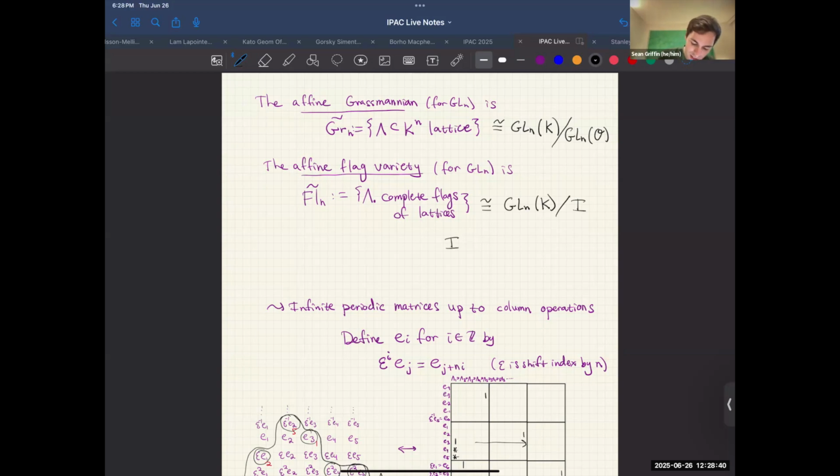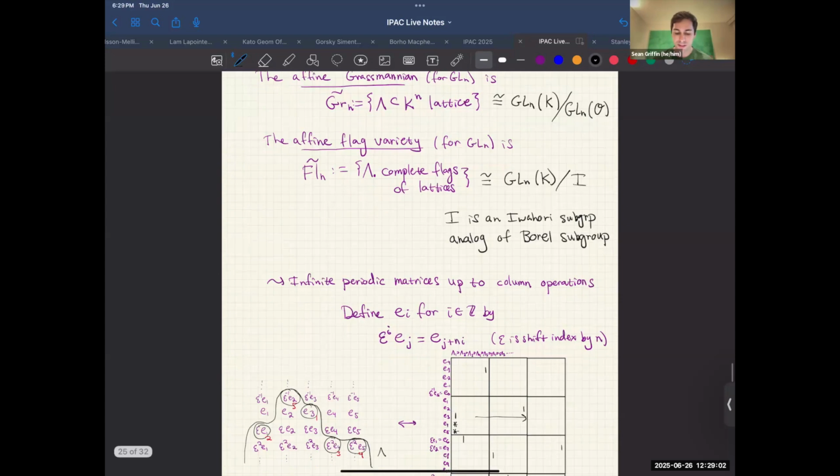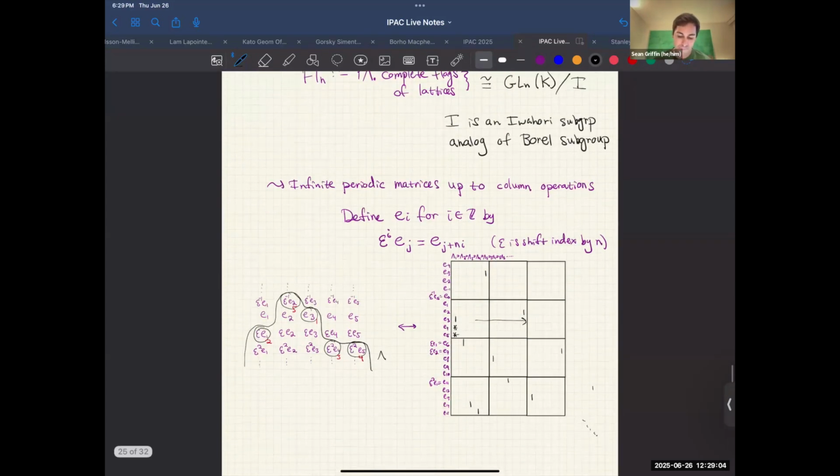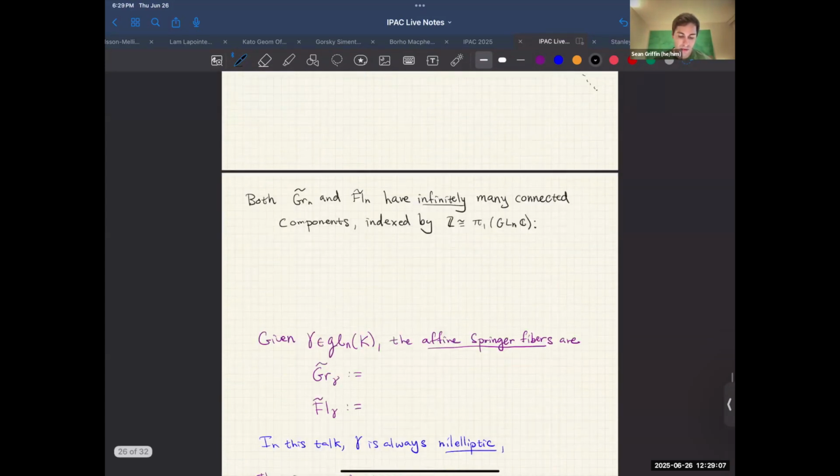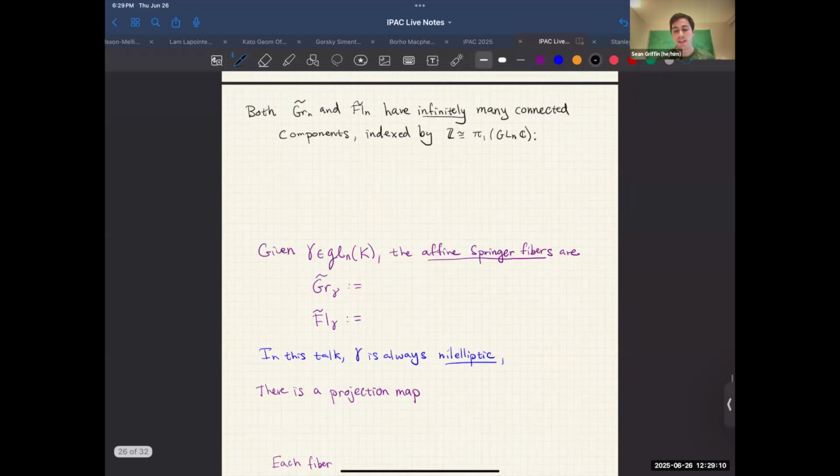I'll just say I is what's called an Iwahori subgroup. It's the analog in this setting of a Borel subgroup of upper triangular matrices, just encoding this idea of doing column operations. There's some subgroup you can quotient out by that encodes the column operations.